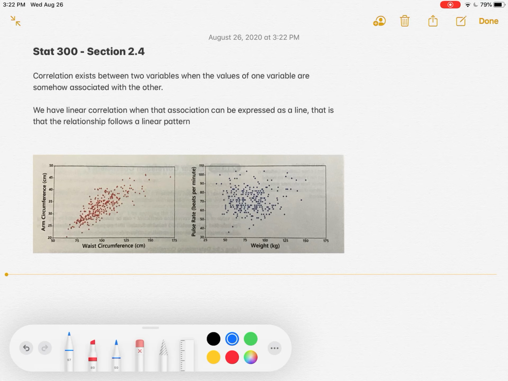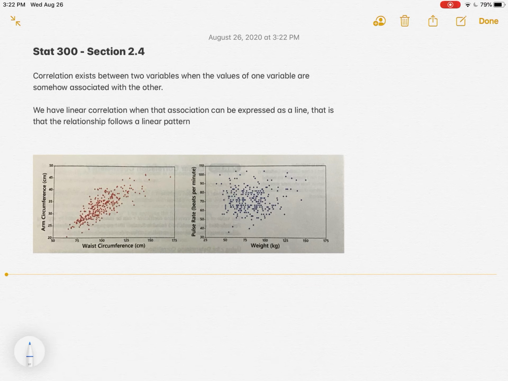Alright, here we are in section 2.4, and 2.4 is going to bring up the idea of correlation, specifically linear correlation. Correlation exists between two variables when the value of one variable and the other variable are somehow associated with one another. And so we have linear correlation when that association between the two variables can be expressed as a line. That is, it seems like they're lining up, that there's a linear pattern to the data.